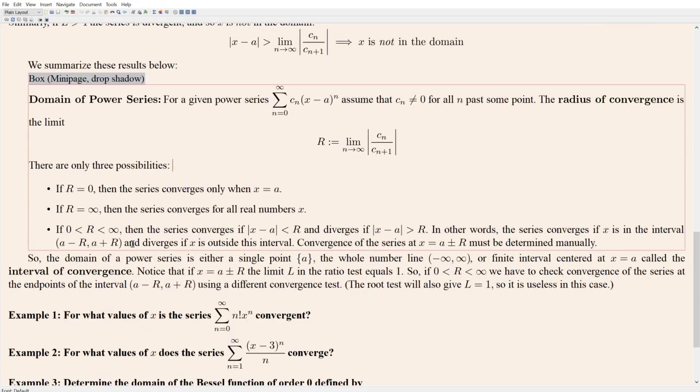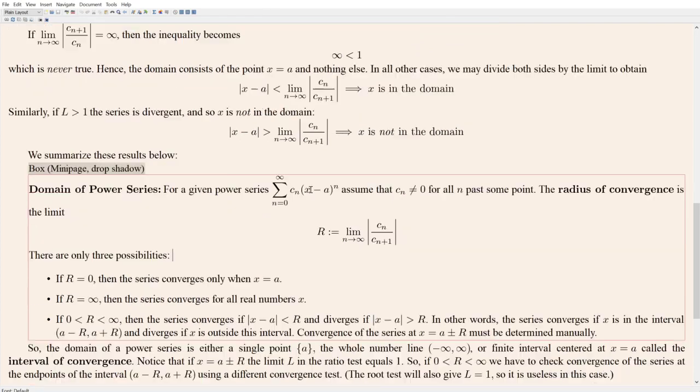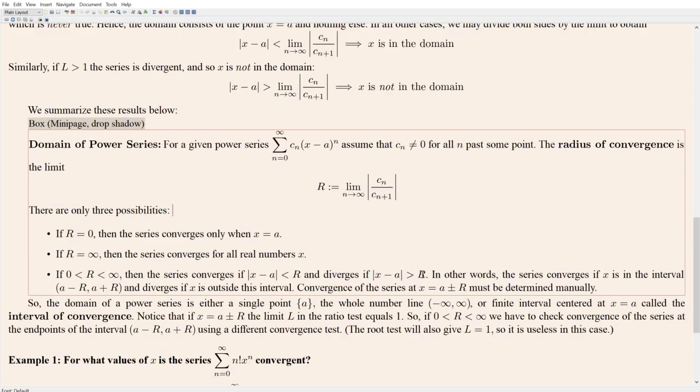If r is something else, so r is just an ordinary finite non-zero number, well, then we get this situation. So it converges if absolute value x minus a is less than r, and diverges if it's greater than r. So if you recall what this sort of statement actually means, this means that if x is inside this interval, then it converges, and if it's outside this interval, then it diverges.